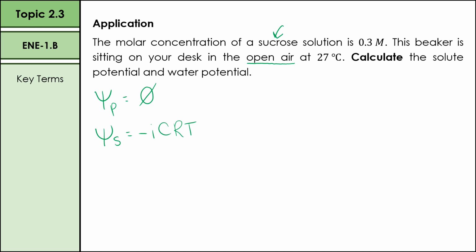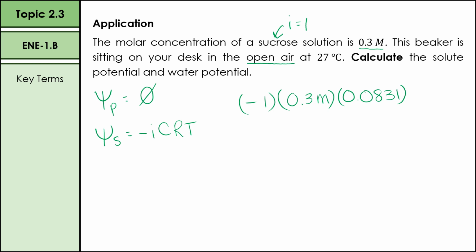Sucrose does not break down in water, so that means that our i in this case equals 1 because it will stay in one piece. So we'll have negative 1, and then our concentration in this case is our molarity of our solution, 0.3 molar. And our R is a given value. R is always going to equal the same thing, 0.0831, and that is given to you on your formula sheet, so don't worry about memorizing that.